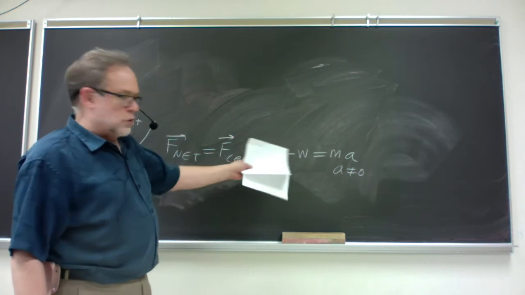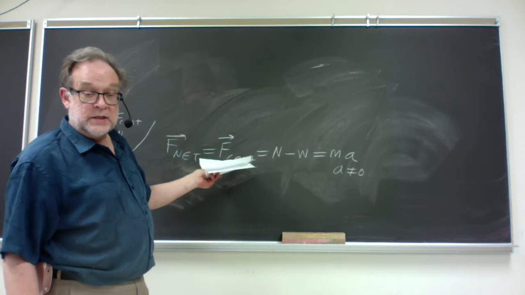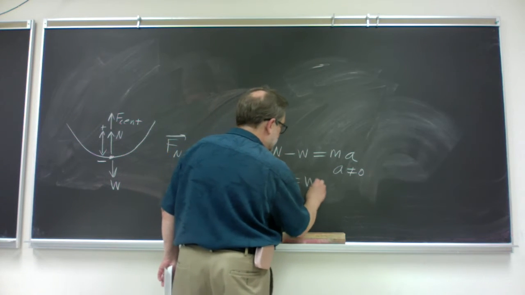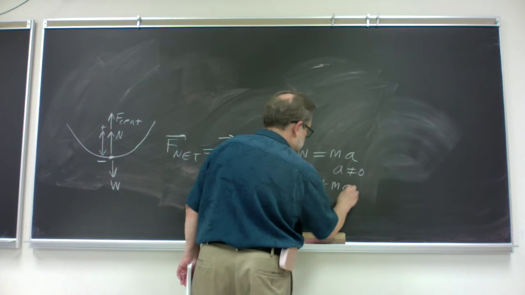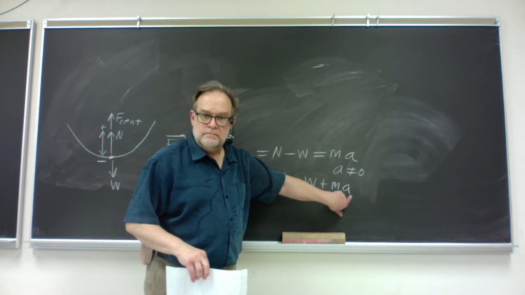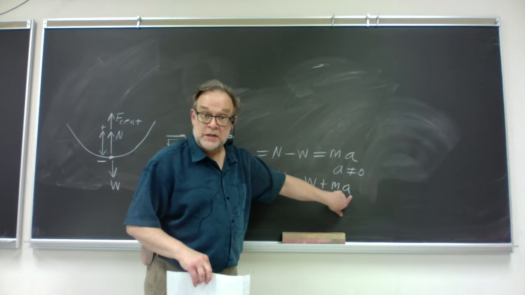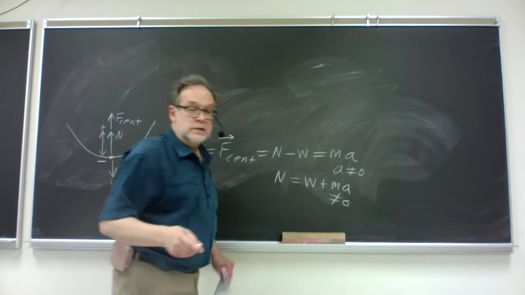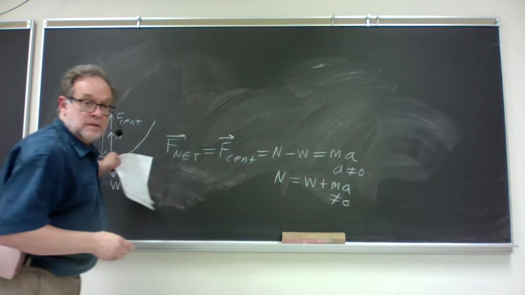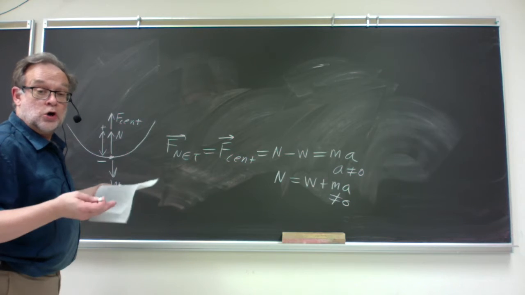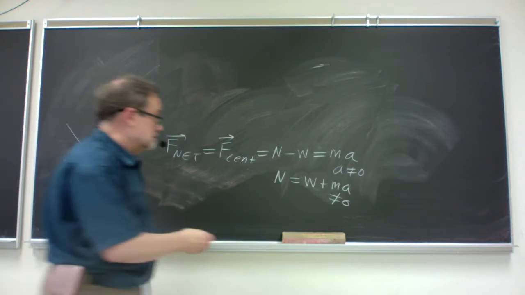So we can rewrite this a little bit, and we see that in this case, normal force equals weight plus ma, and that actually is something there that's not zero, which means, in this case, at this moment, the normal force is stronger than the weight.